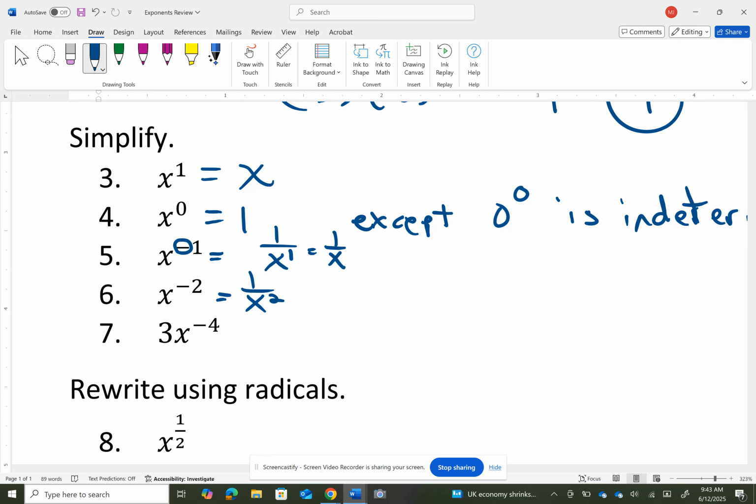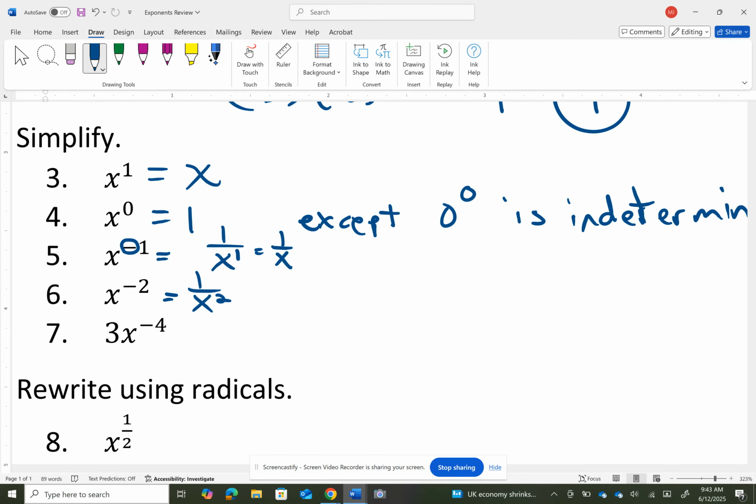Now try number 7 before you see me do it. Think about what you think that is. It's really common for people to think this. Is that what you thought when you tried it? That's incorrect, because the base of that exponent is really just x. The 3 is really to the first power. Only the x is being raised to the -4th power. So the 3 would stay, and then you would do 1 over x to the 4th and get 3 over x to the 4th.